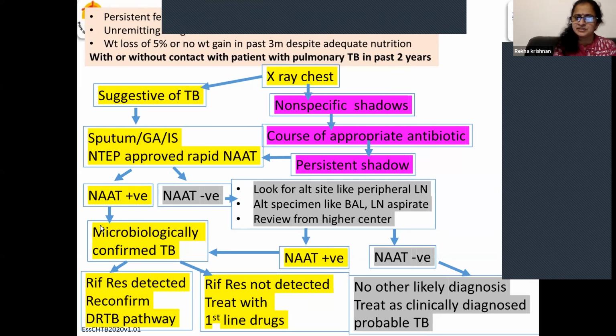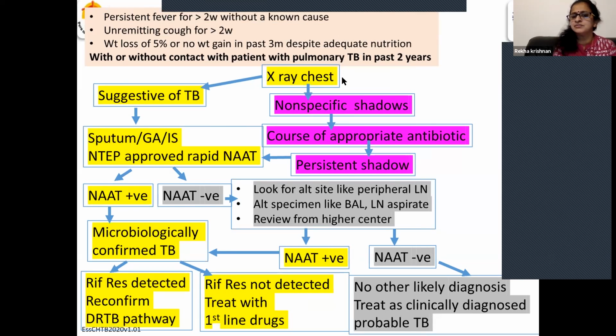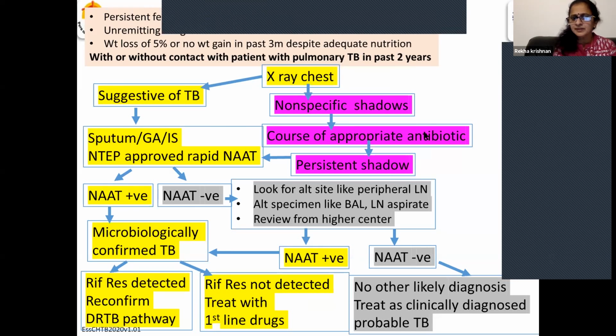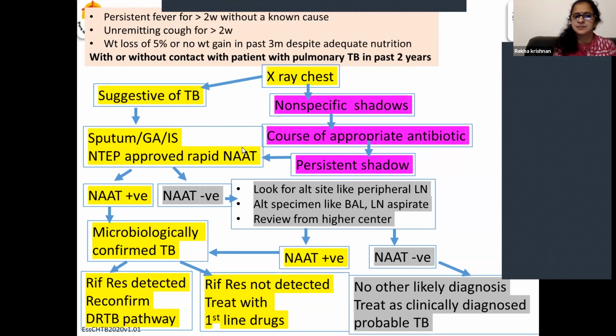And if it is positive, we take it as tuberculosis. And if the X-ray is non-specific, an appropriate course of antibiotics other than Ciplox or linezolid can be given, preferably Moxclav. And if there is a persistent shadow, we can go to the next step. Again, send a CBNAT and look whether it is positive or not.